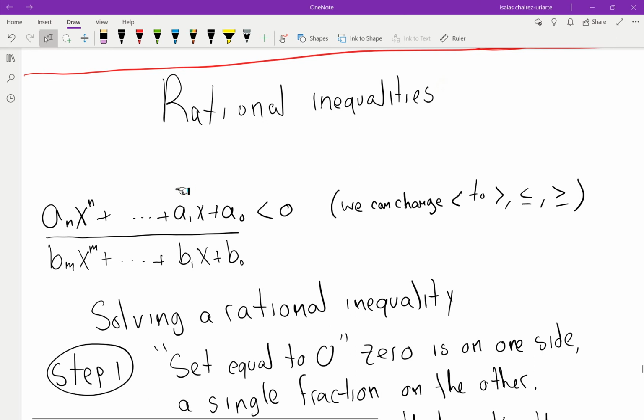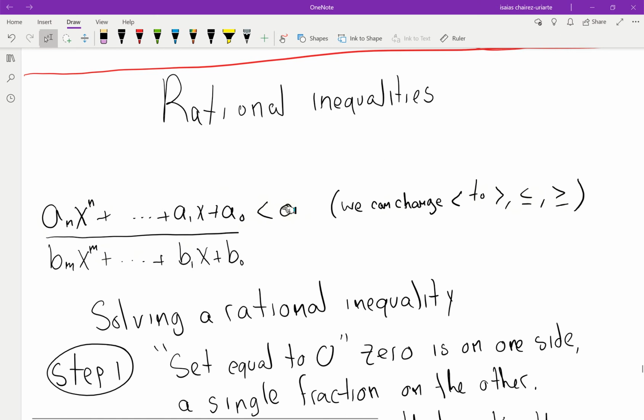Well, it looks something like this. You have a fraction, which is made up of a polynomial in the numerator and a polynomial in the denominator. That's called a rational expression. And then you could have less than or equal to 0, less than 0, and we can change this less than sign to bigger than, less than or equal, bigger than or equal. It doesn't matter. But we could say that this inequality is a rational inequality in standard form when it's being compared to 0.